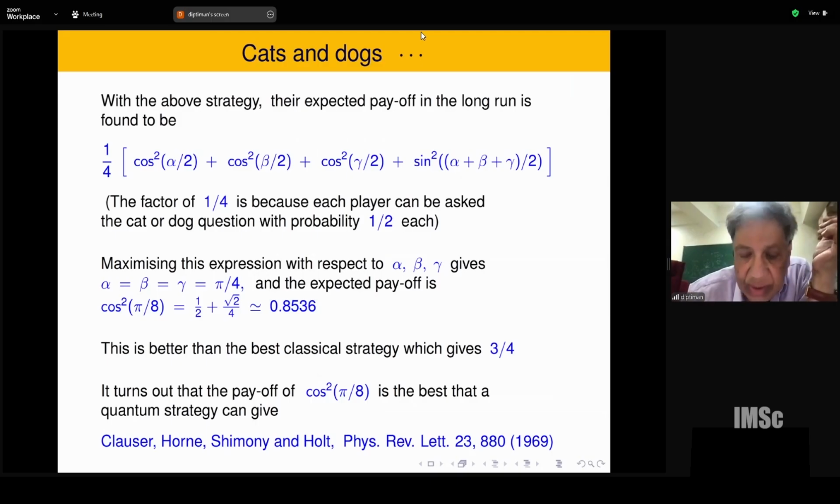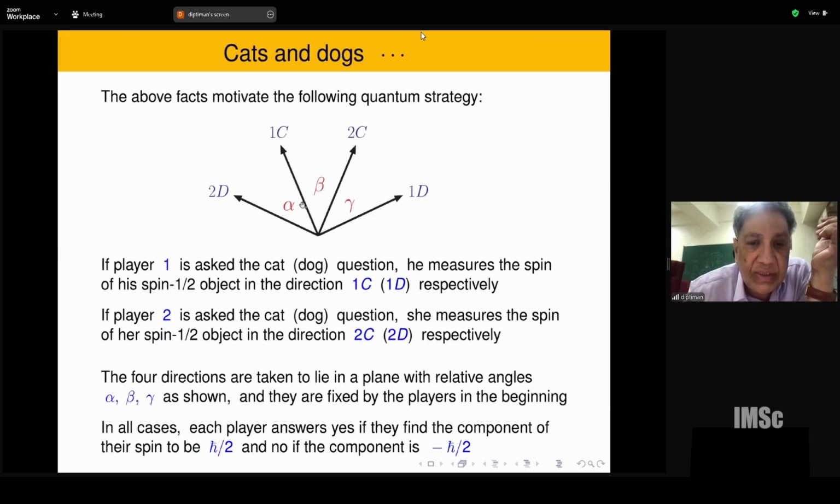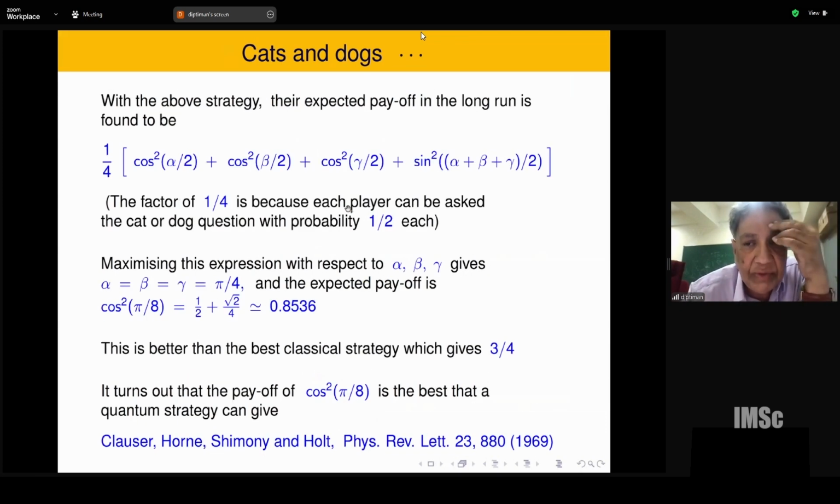And where do these cos squares appear? So you can see it from here. So there is this angle alpha. If player 1 chooses strategy 1C and player 2 chooses strategy 2D, the payoff will be cos squared alpha by 2. Similarly, something else will give you cos squared beta by 2, cos squared gamma by 2. And then the angle between 2D and 1D is alpha plus beta plus gamma, and cos squared of that is sine squared of alpha plus beta plus gamma by 2.